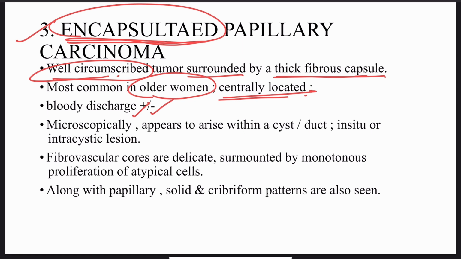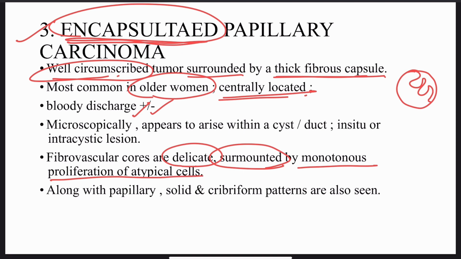Microscopically, they appear to arise from within a cyst or a duct, like an in situ location or intracystic lesion. It appears as if it is arising from within. And fibrovascular cores are very delicate and are surmounted by a monotonous proliferation of atypical cells. The cells are rapidly proliferating, and all these atypical cells encroach upon the fibrovascular cores. Hence, they cannot be easily visualized. They are very delicate fibrovascular cores. Along with this papillary pattern, you can also see solid and cribriform patterns as well.